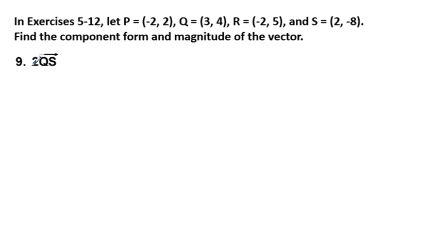Problem 9. A little complexity. We've got 2QS. Well, S is going to be our head, where the vector finishes, and then our tail is going to be Q. So I put our tail right here. And we're going to have S minus Q. And we just put the coordinate pairs right here. S is 2, -8, and then Q is 3, 4.